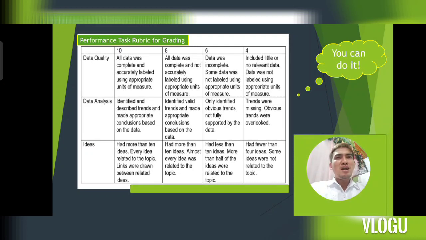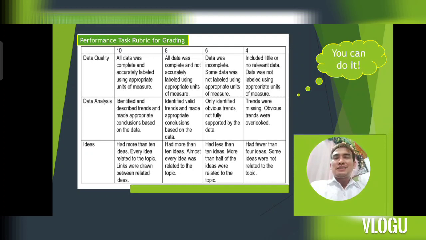So there you are, data quality, data analysis, and of course, the ideas. If you want to reach 10 points for the data, make sure that all data was complete and accurately labeled using appropriate units of measure. Same thing for the data analysis and ideas.